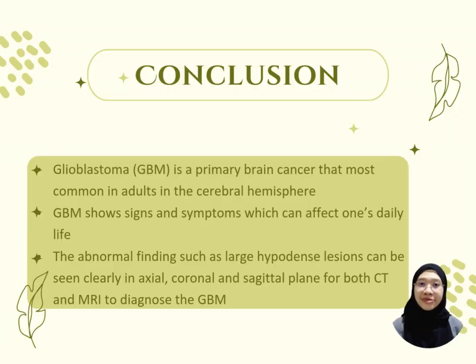To conclude, glioblastoma is a primary brain cancer that occurs most commonly in adults in the cerebral hemispheres. It also shows signs such as high blood pressure, while symptoms such as seizures can affect one's daily life. Abnormal findings such as a large hypodense lesion can be seen clearly in the axial, coronal, and sagittal planes for both CT and MRI to diagnose glioblastoma.